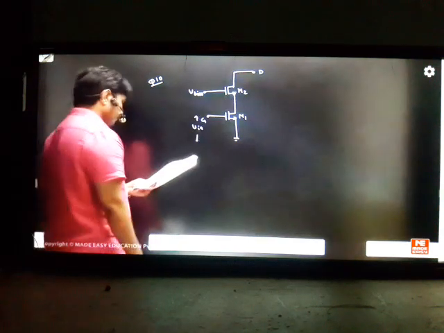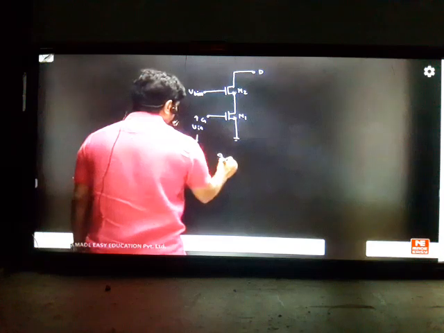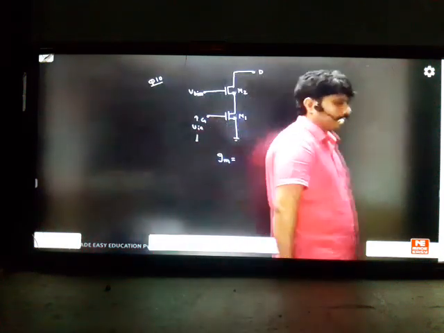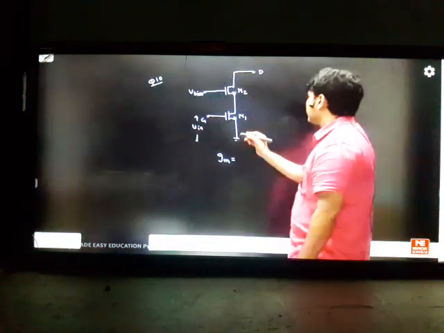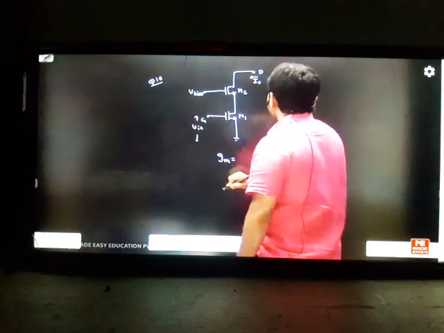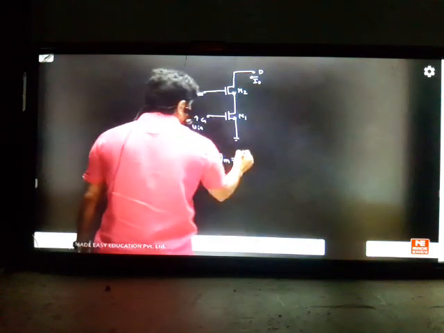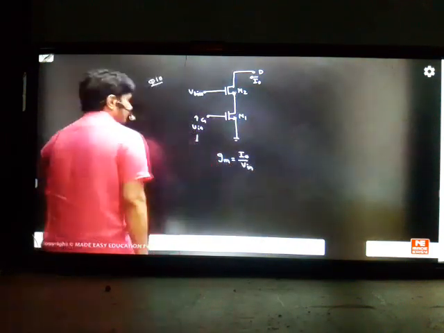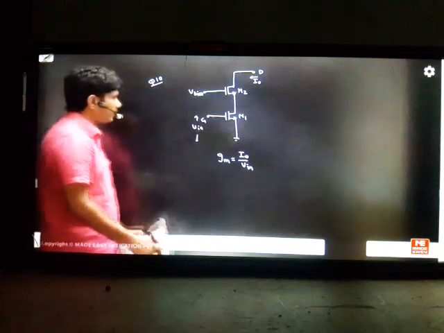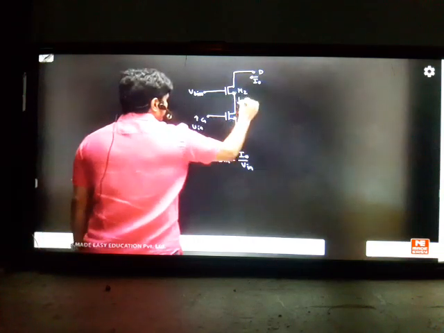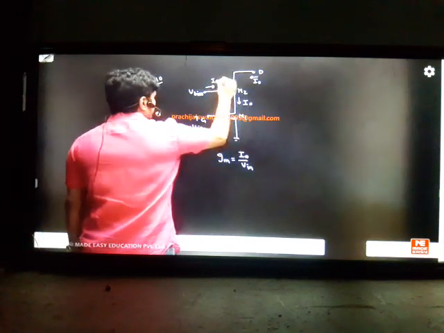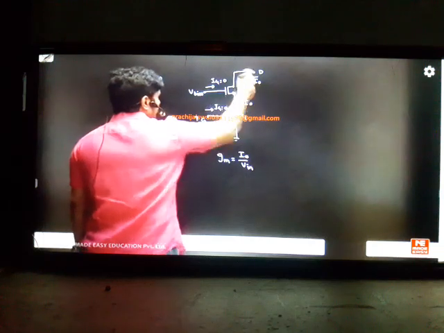Now he asks, can you tell me what is the gm first? Seeing the board, what is gm? The overall gm of the circuit is being asked. gm means output current divided by input voltage. So the output current is I0 and the input voltage is VIN. This is the gm of the total circuit. But it can also be written with the same current. Can I take the same current here? Because no gate current will be there. In a MOSFET, there is no gate current, so this current will go in series like this.